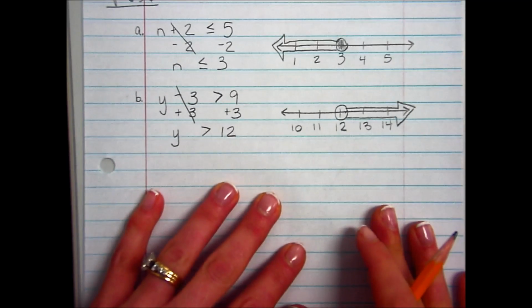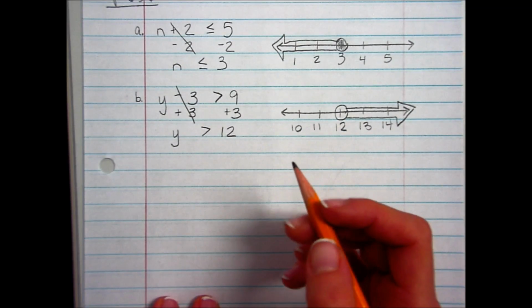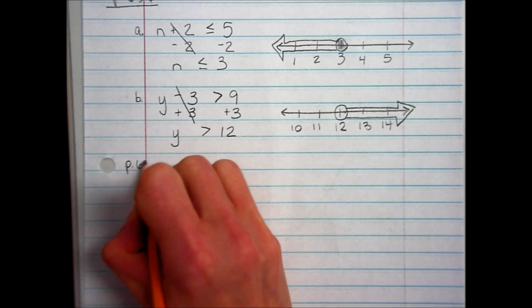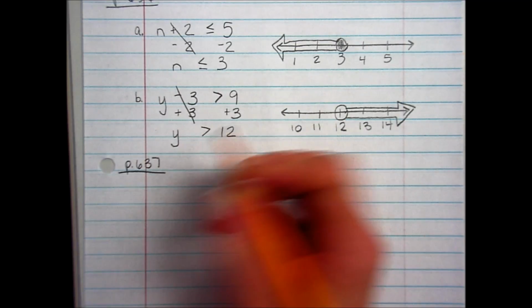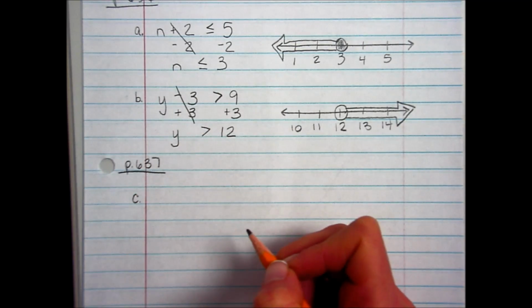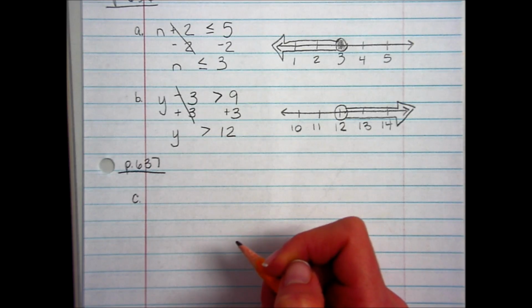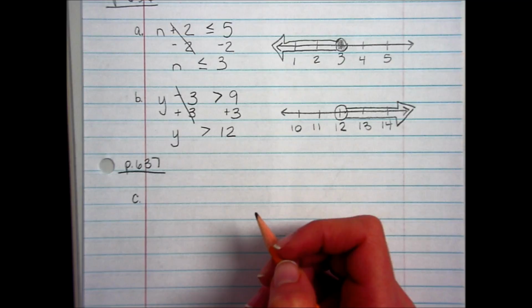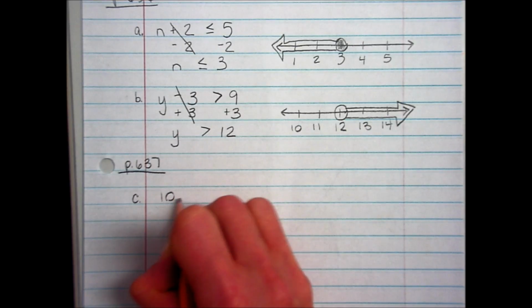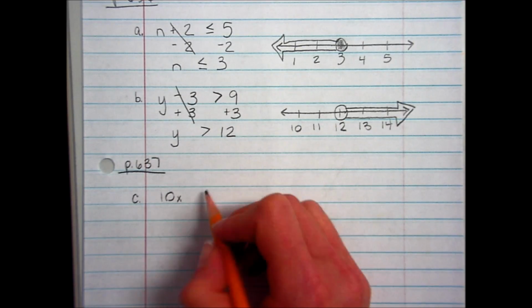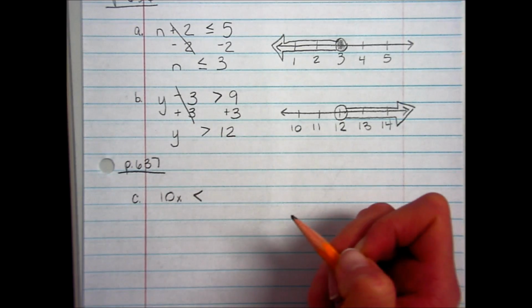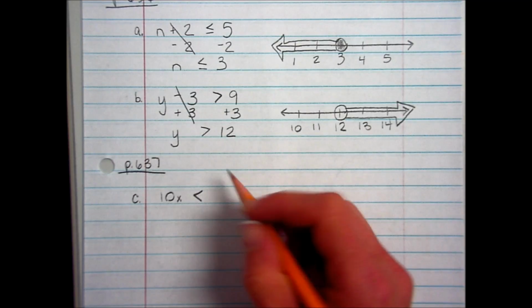Okay? Continuing on to page 637. This time we're going to just use division and multiplication. So we'll skip down to the got it at problem C because examples 3 and 4 are worked out in your book for you. C says 10x needs to be less than 80.